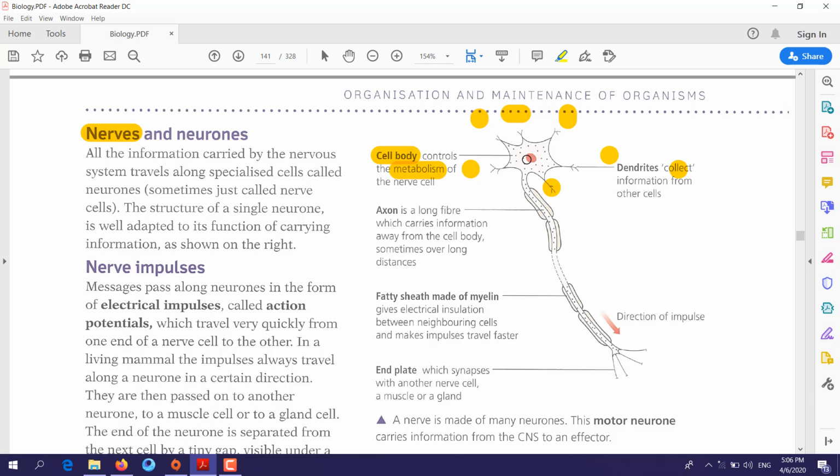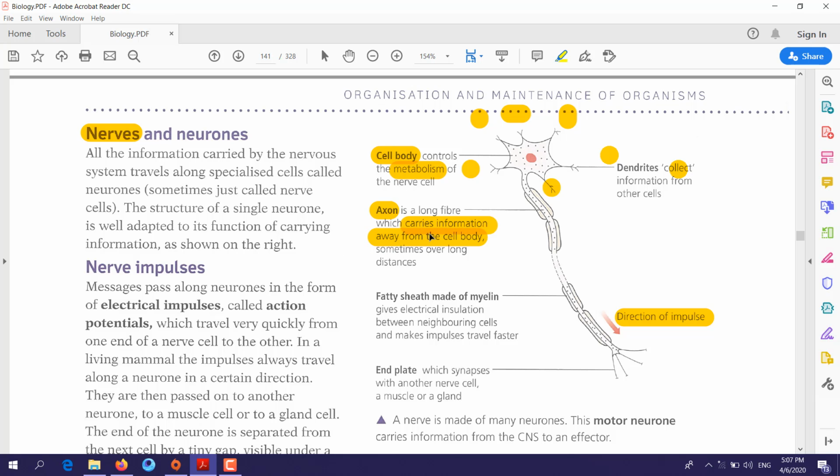Now the information goes to the cell body, and then what will happen? It will move in this direction, the direction of impulse. As you can see, the direction of impulse starts from here and goes down. So how will it be transported? Through the axon. This tube is the axon. The definition of the axon: it's a long fiber which carries information away. Focus on the words away from the cell body.